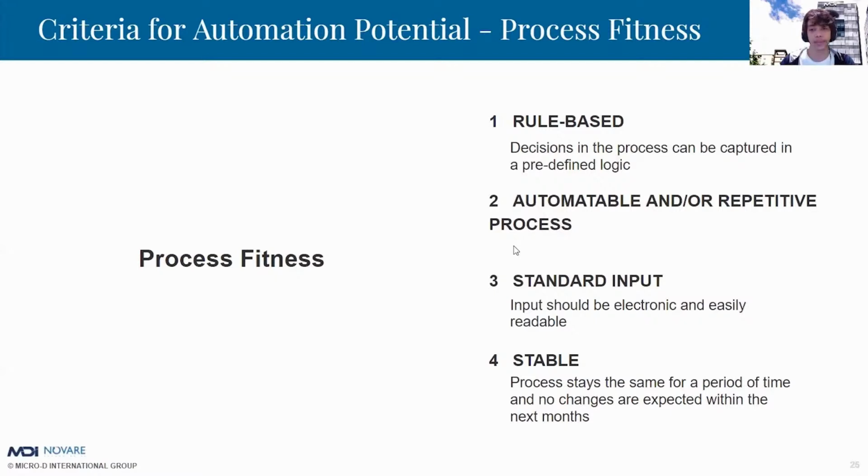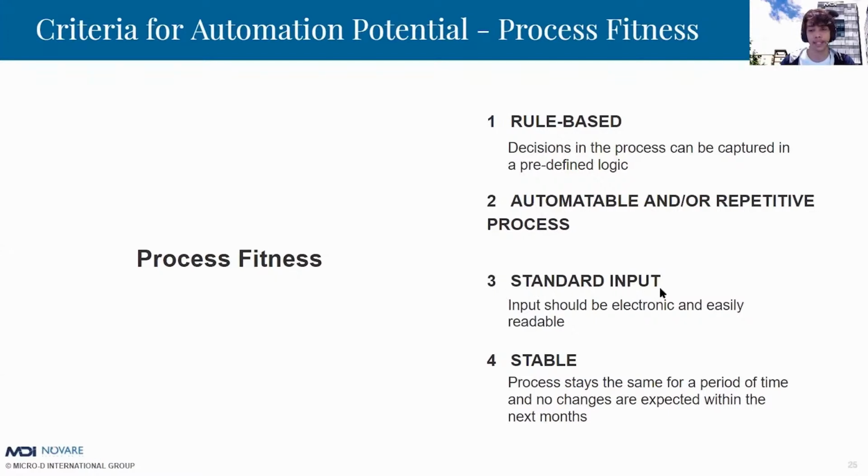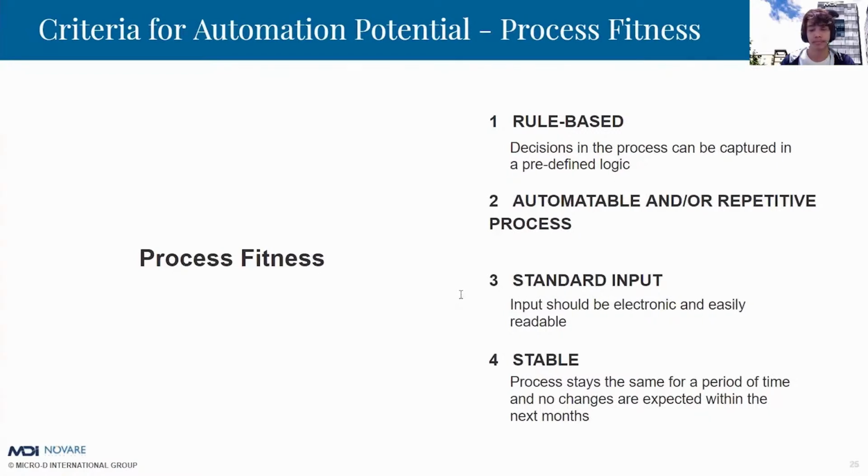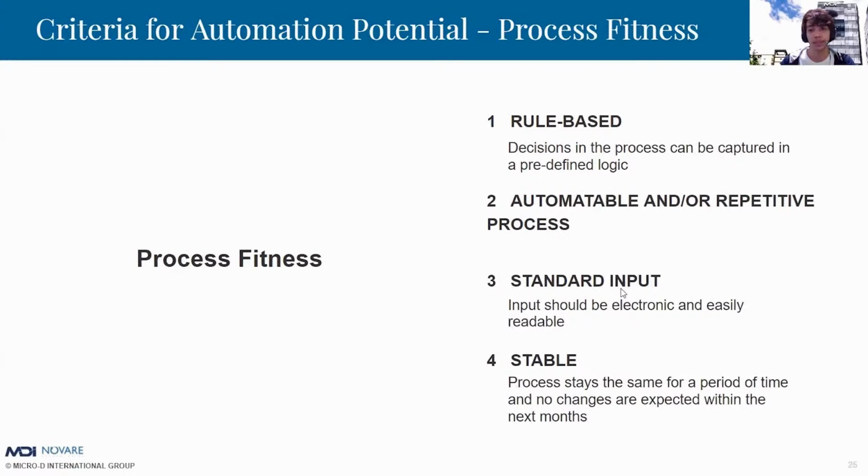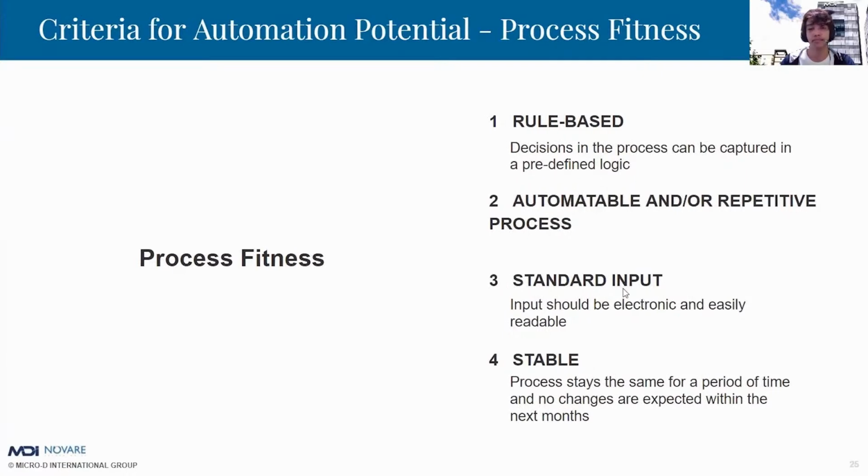The next criteria that we have is that the process should have a standard input. The input in the process should either be electronic and easily readable, or readable using a technology that can be integrated or associated with RPA. A good example of this is OCR, as I mentioned earlier. For stuff like OCR, usually the documents or files used have predefined fields.